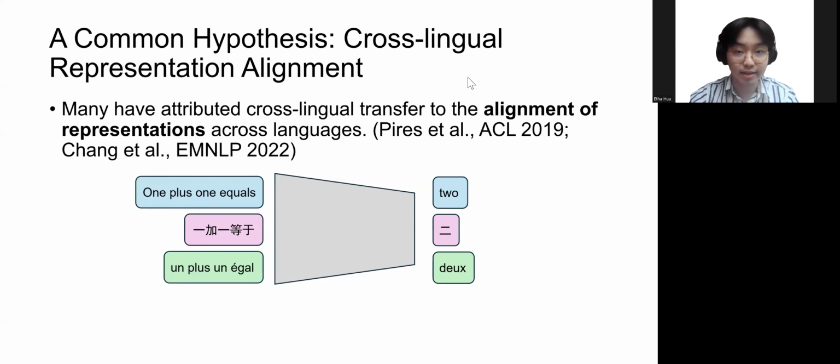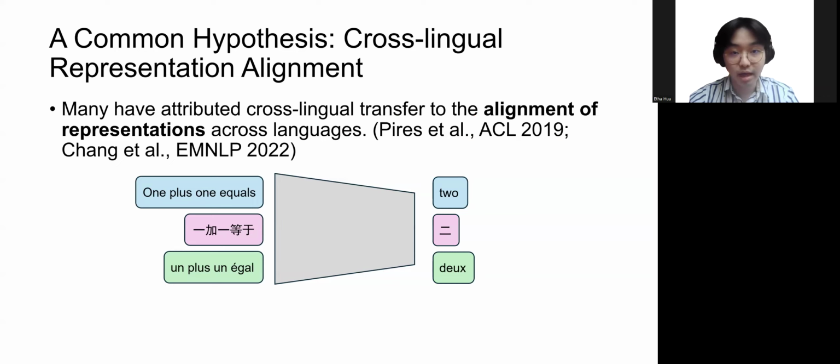Here is a common hypothesis. Cross-lingual representation alignment is responsible for cross-lingual transfer. By representation alignment, or cross-lingual alignment, it means that for semantically similar inputs from different languages, the multilingual model will learn a similar representation for all of them.